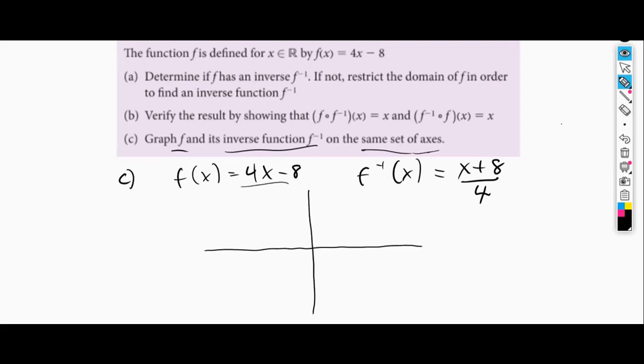Notice that it's 4x minus 8. That means that the y-intercept is minus 8. So let's count negative 8: 1, 2, 3, 4, 5, 6, 7, 8. So this would be negative 8. It would go through here. That would be the y-intercept.